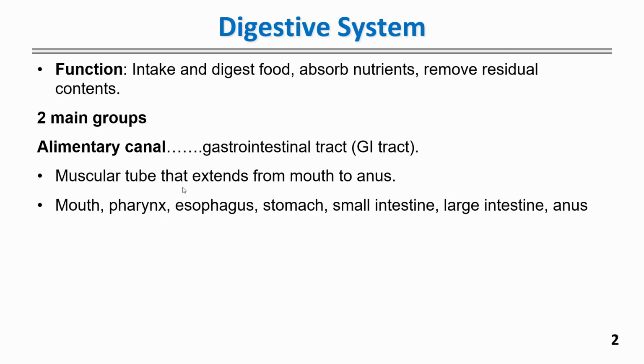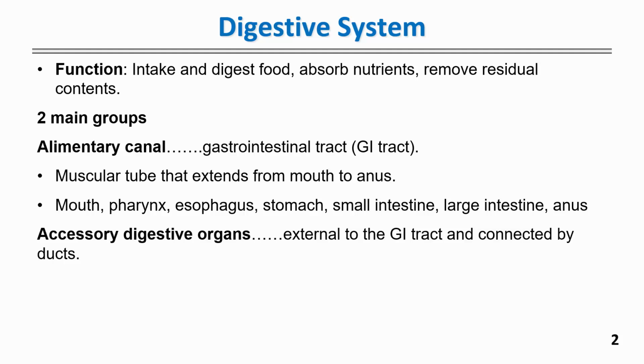If we look at some of these structures specifically, and we'll look at them in more detail as well, this begins by ingesting food through the mouth, moving that food through the pharynx into the esophagus, made up of smooth muscle, as well as the stomach. And then from the stomach, that food will move into the small intestine, large intestine, and finally through the most terminal portion, the anus.